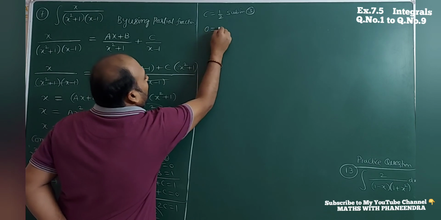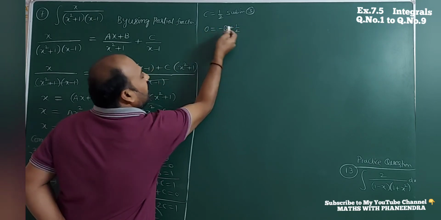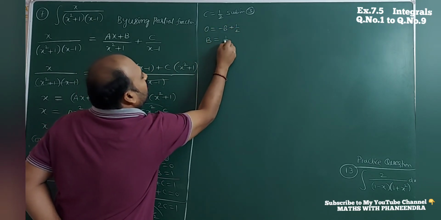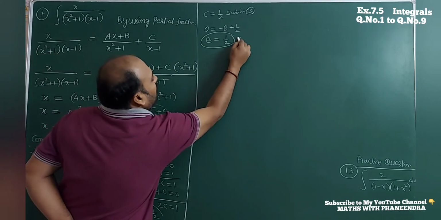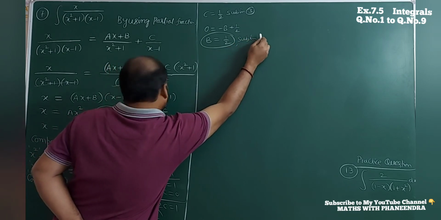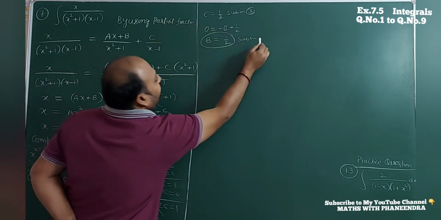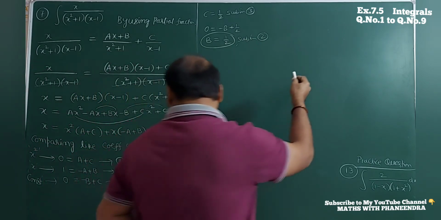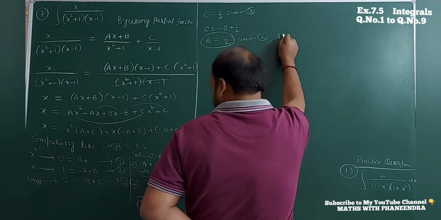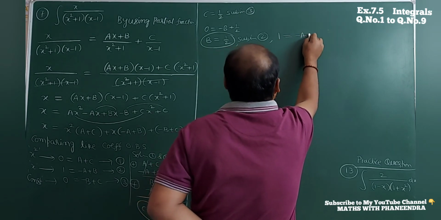So 0 is equal to minus b plus 1 by 2. Minus b you can take this side. B is equal to 1 by 2. Now substitute in this, and the a value will come. Substitute in which equation? In 2. So we get 1 equal to minus a plus 1 by 2.